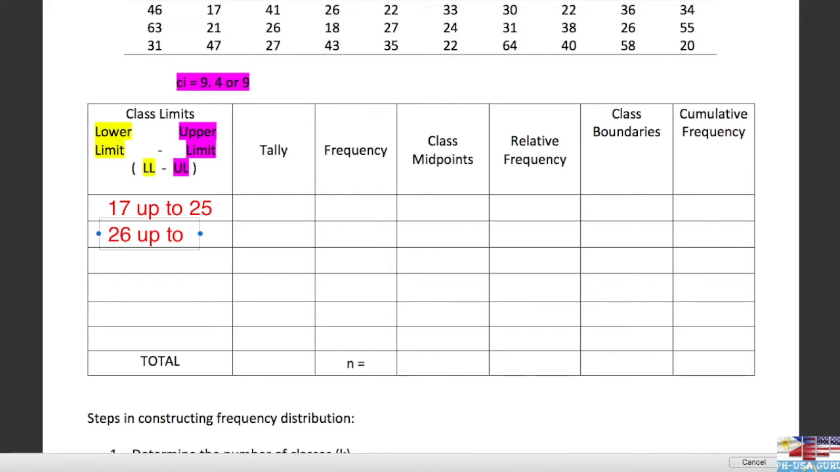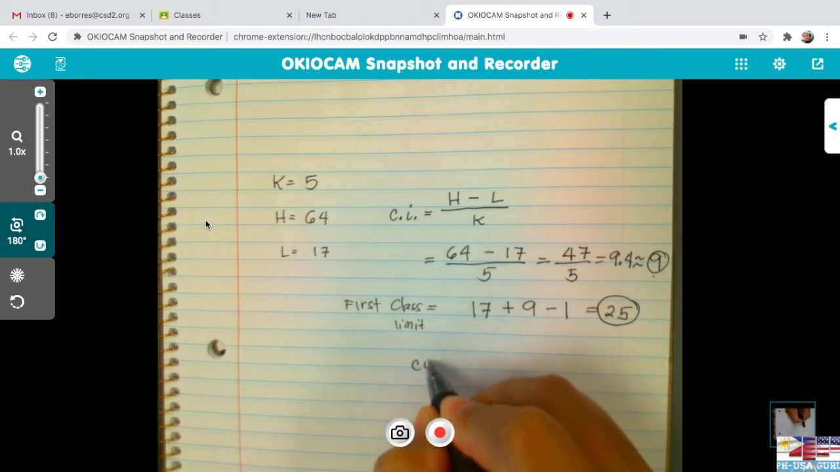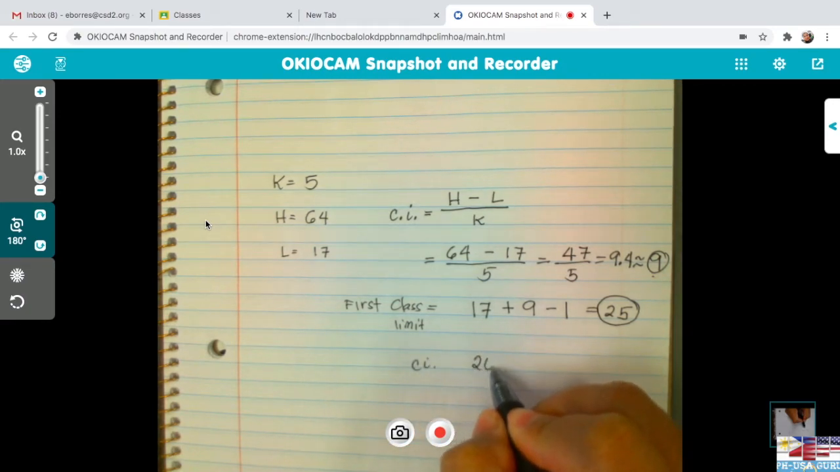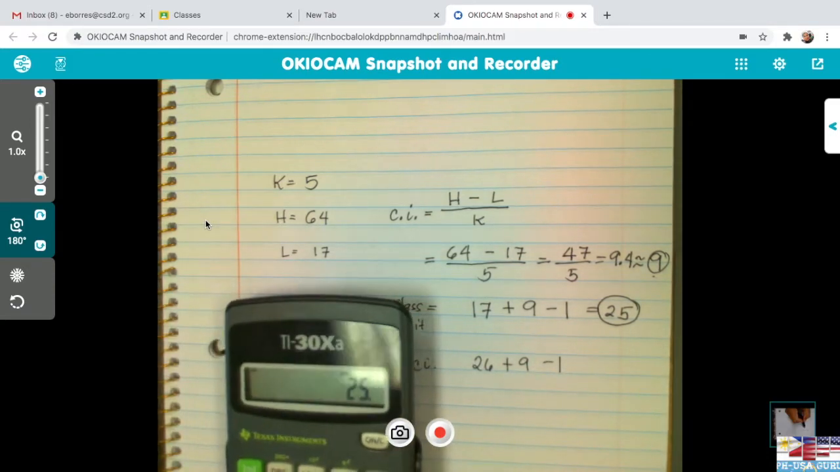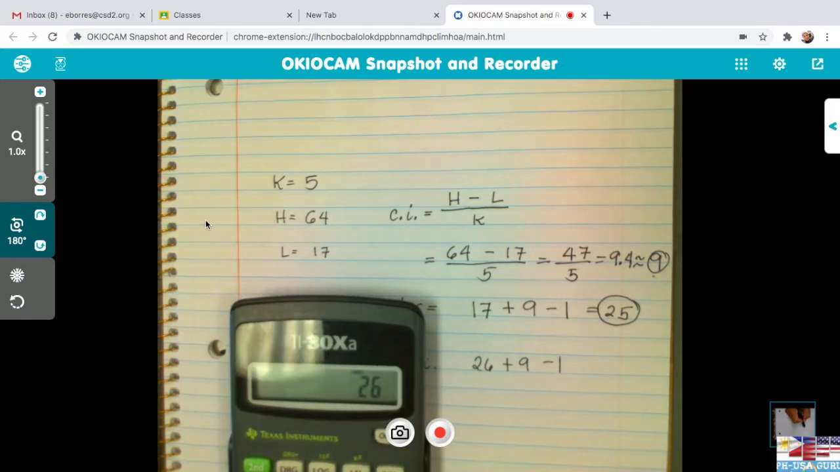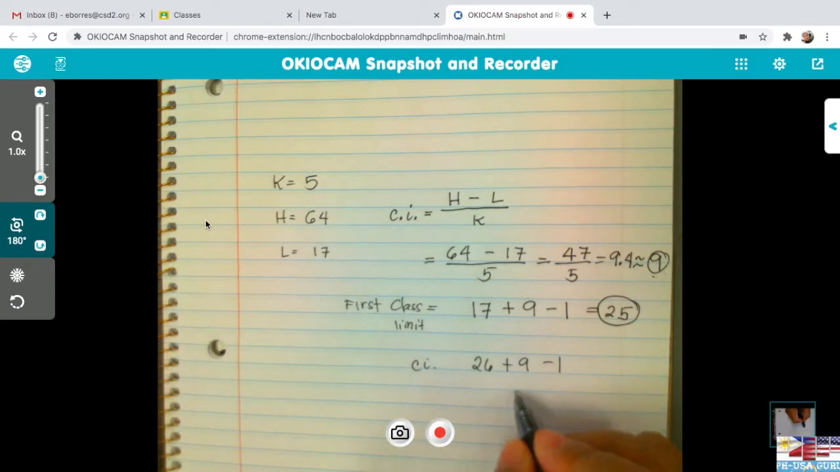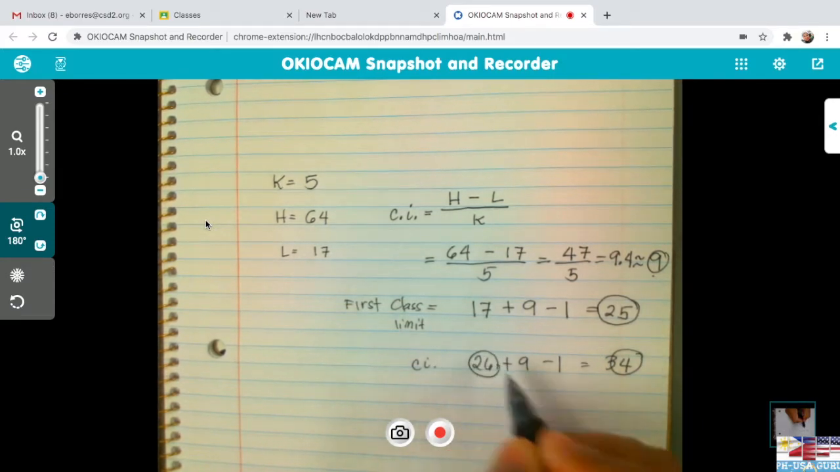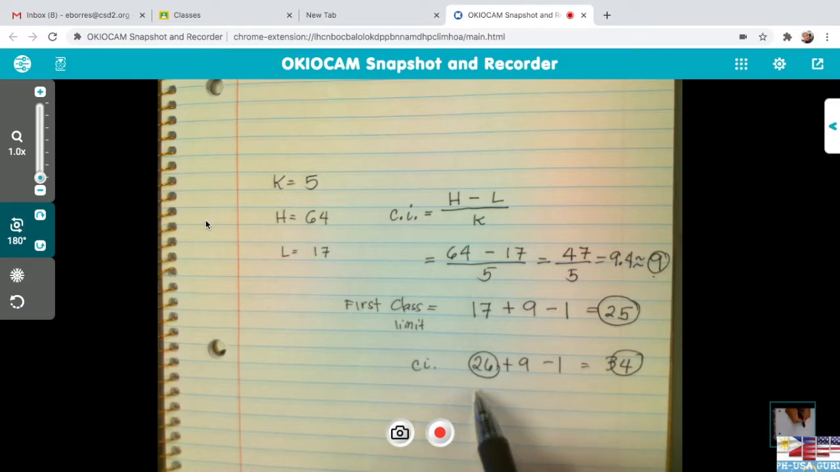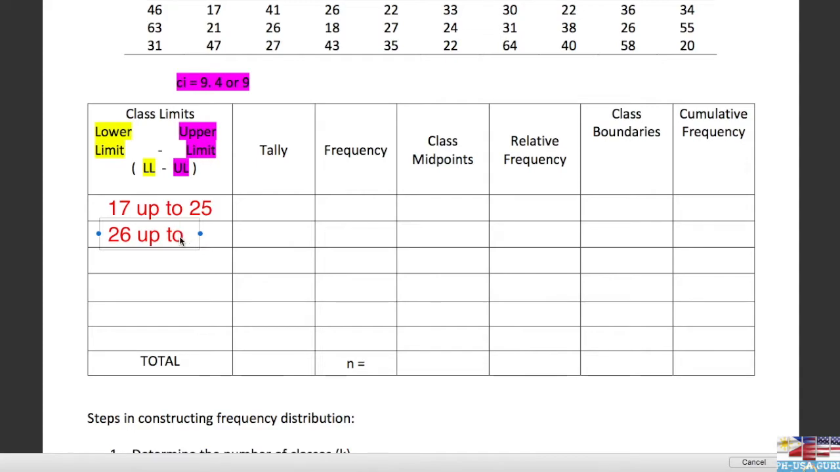So same thing. Alright, same formula. Your class interval will be 26 plus 9 minus 1. So what is 26 plus 9 minus 1? That is 34. Okay? So our second class limit or class interval would be from 26 to 34 inclusive. So this will be up to 34.